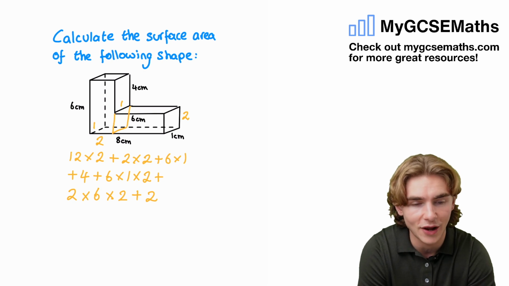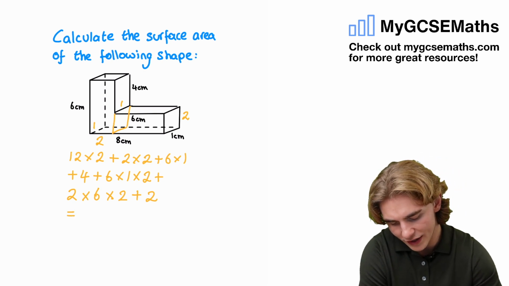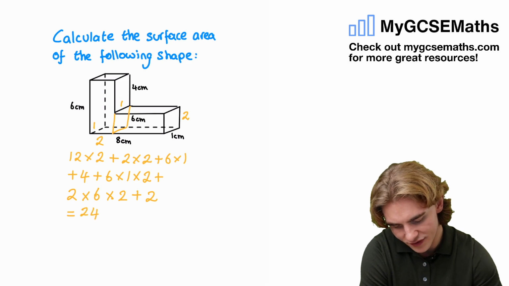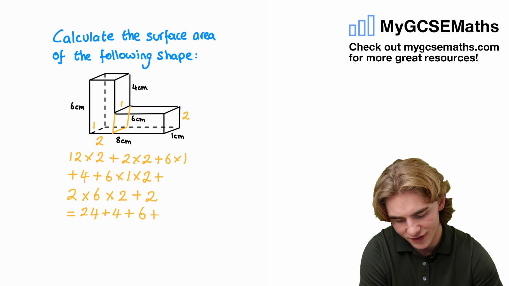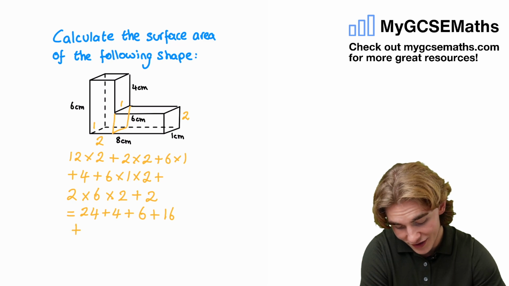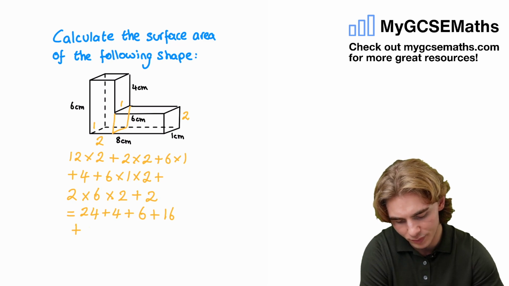Now, doing this super long calculation, guys, what are we going to get? Simplifying. 12 times by 2 is 24, so we're going to have 24, plus 2 times by 2 is 4, so plus 4, plus 6 times by 1 is 6, plus 4, plus 6 times 1 times 2 is going to be 12. We can combine those together. The 4 and the 12 is going to be 16, plus 2 times by 6 times by 2. 2 times 6 is 12, times 2 is 24. Then we have another 2 over there, so plus 26.